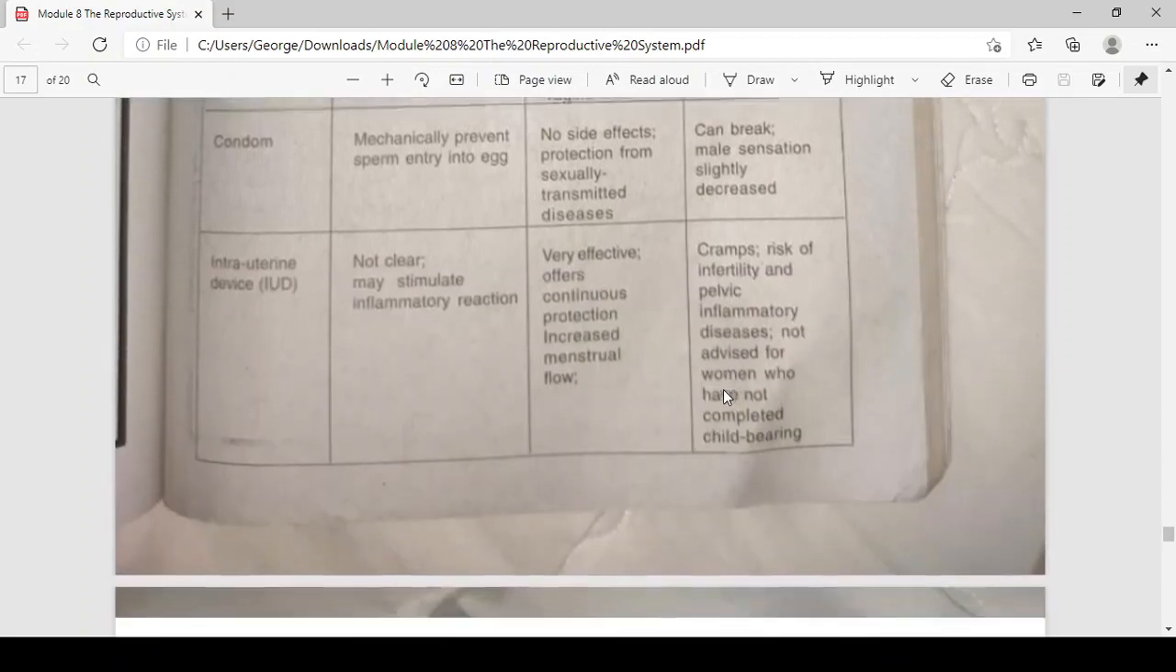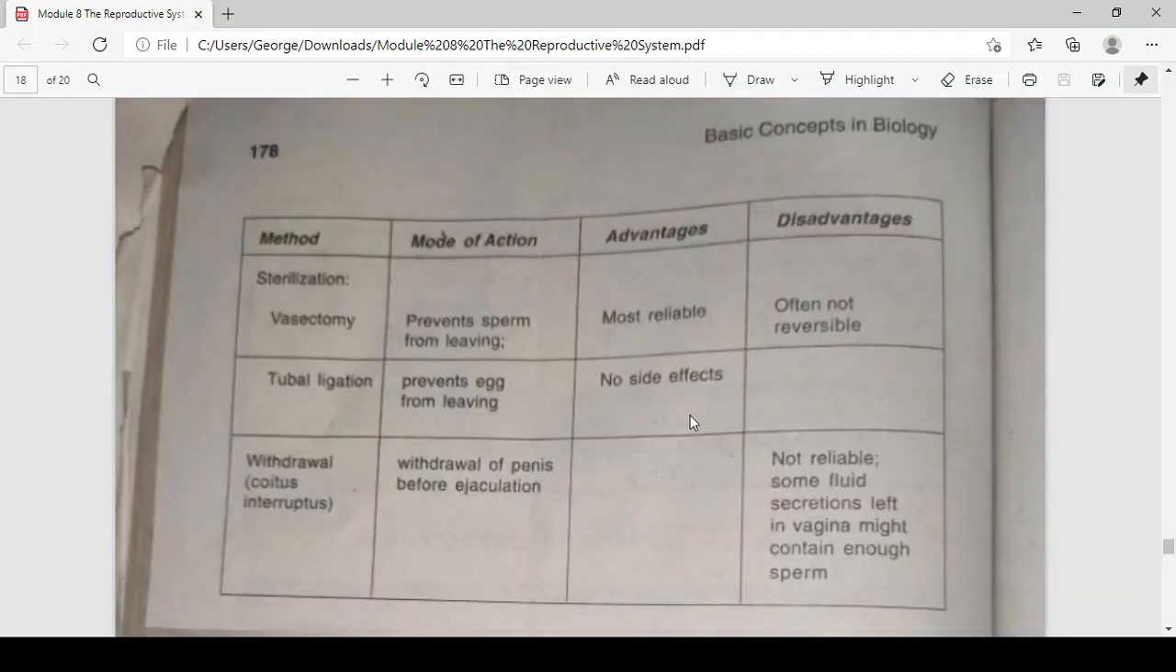And they are easy to use. Next, we have your operations, kids. You have your sterilization or your vasectomy, kids. Kumbaga, kung sa iba, pag ginakapon ang lalaki, bala. Next, you have your tubal ligation. Kung sa babae naman, it prevents eggs from leaving and it has no side effects.